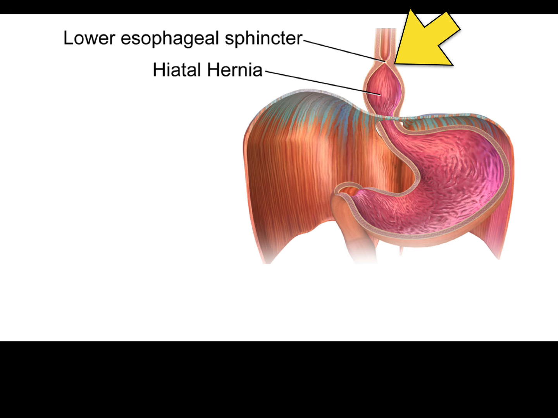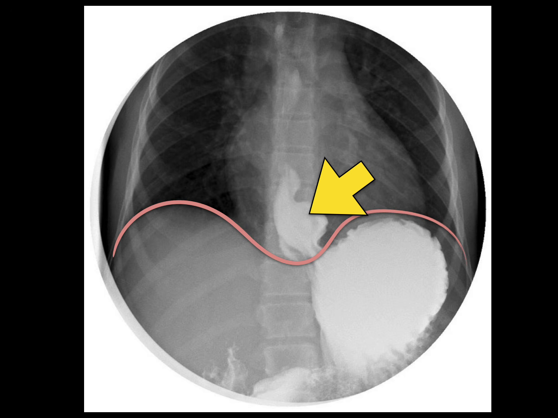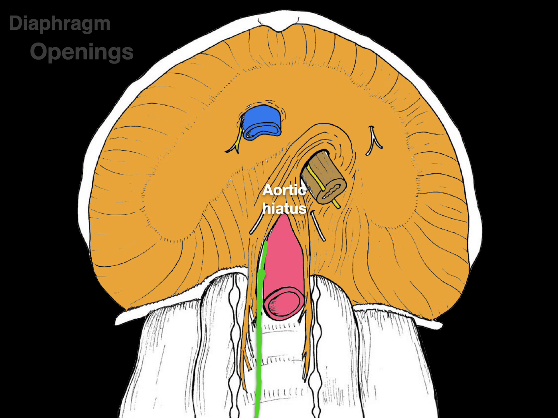When the stomach herniates through the esophageal hiatus, it's called a hiatal hernia. And there's the diaphragm, and that's what a hiatal hernia with contrast looks like. Part of the stomach goes up through that opening into the thoracic cavity. It's obscuring part of the view; you can see the big heart shadow.